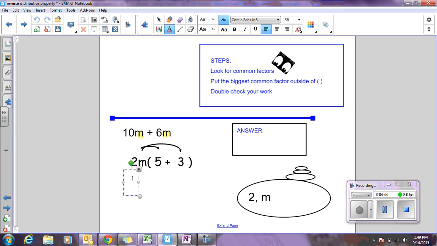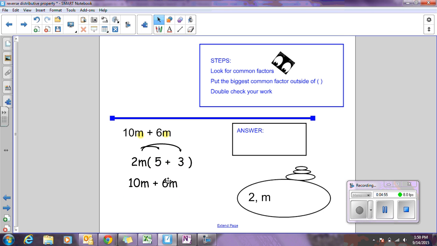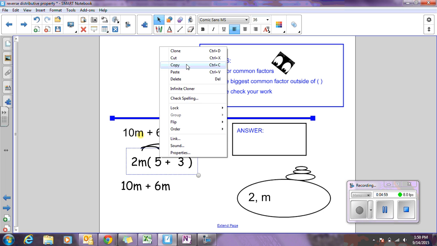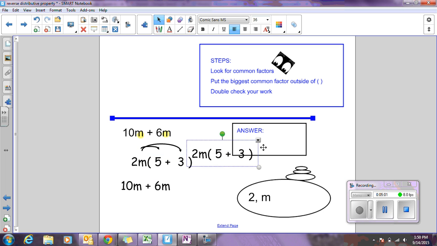2m times 5 is 10m. There's an addition sign. 2m times 3 is 6m. And is that what I had to start with? Yeah. So my answer is great. I did it. That is the factored way. Let's try another one.